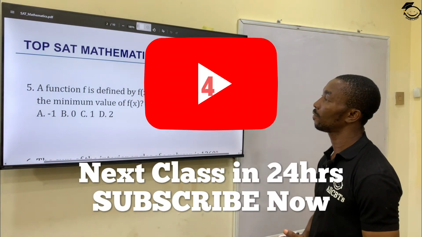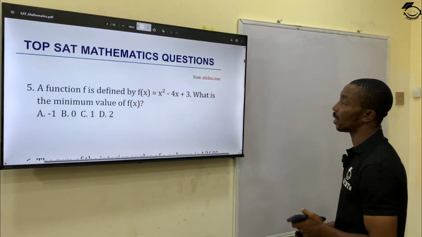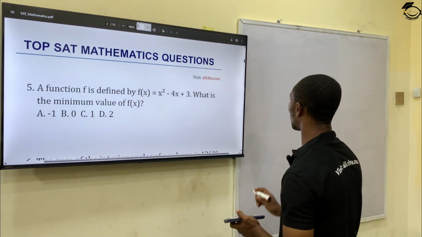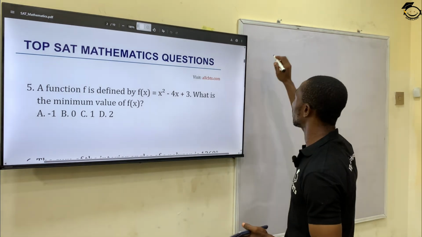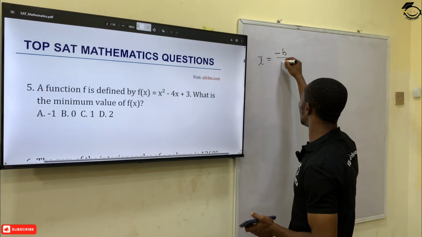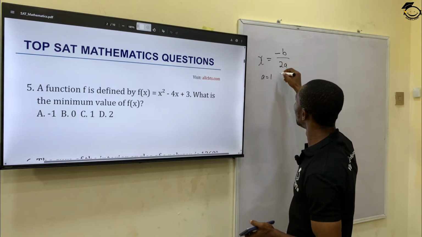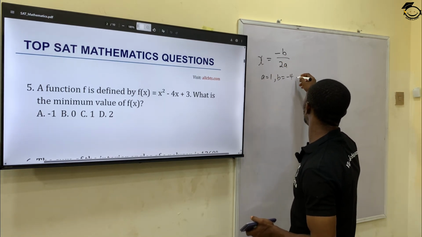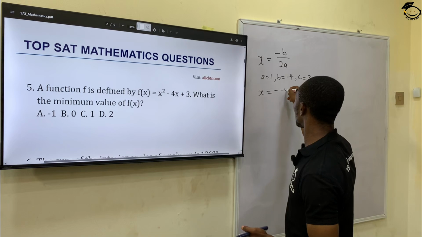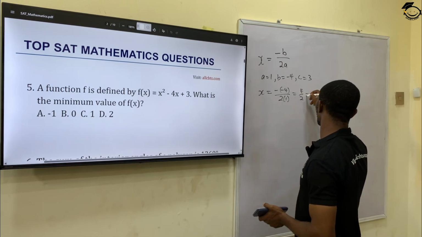A function f is defined by f(x) equals 2x squared minus 4x plus 3. What is the minimum value of f(x)? Now, to find the minimum value, we'll first of all find the vertex. And for us to find the vertex of the equation, we are using x equals minus b over 2a. Now, from this equation, our a is 1, b is minus 4, and c is 3. Okay, so x will become minus of minus 4 all over 2 times 1. This gives us 4 over 2, which is 2.